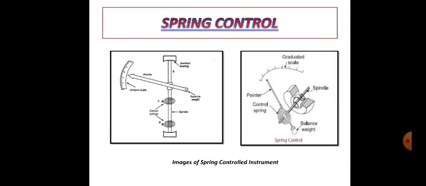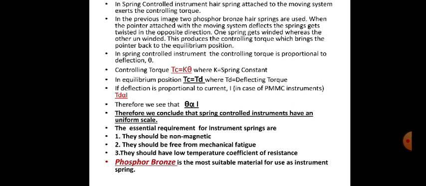Now, here we see the two images of an instrument which uses spring control for achieving the controlling torque. Here we can see that the instrument utilizes two hair springs for achieving this controlling torque. The hair springs are generally made up of phosphor bronze type of material.